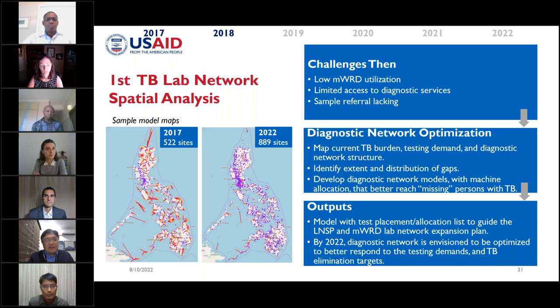So what is shown here in the map is the 2017 modeled landscape or modeled lab network, wherein 522 sites were proposed, while for 2022, 889 sites were proposed. So the mapping of these models shows the placement of sites and tests. They took into consideration the utilization, the estimated demand, and the distance between referring facilities. And also with this, only straight line distances were considered. So the model output included an allocation list of machines, and this was validated in the regions by our regional coordinators, and was used in the submission of the concept note and proposal to the Global Fund for network expansion, and also as reference in establishing an optimized specimen referral network.